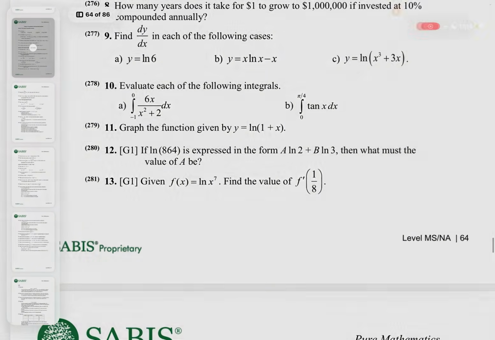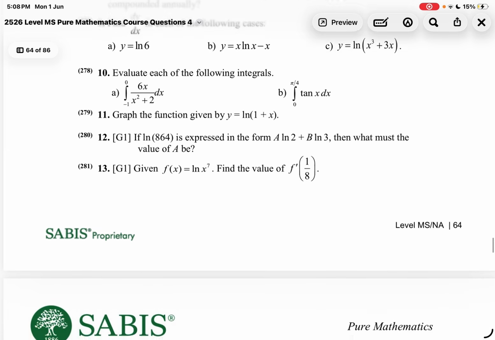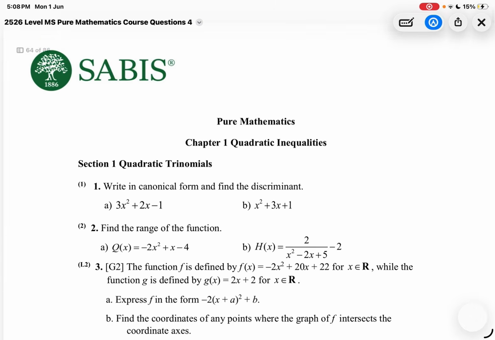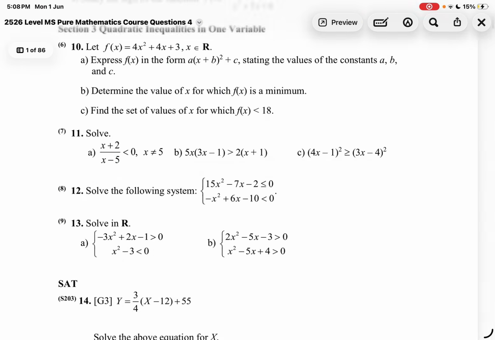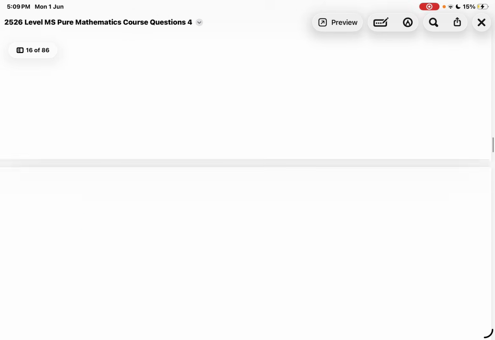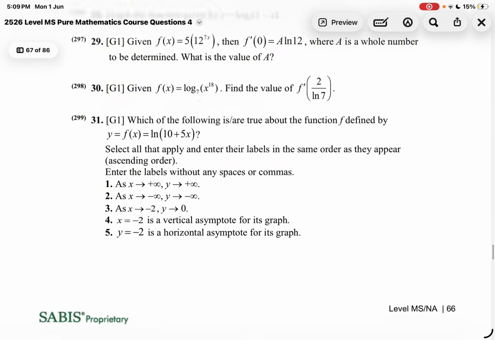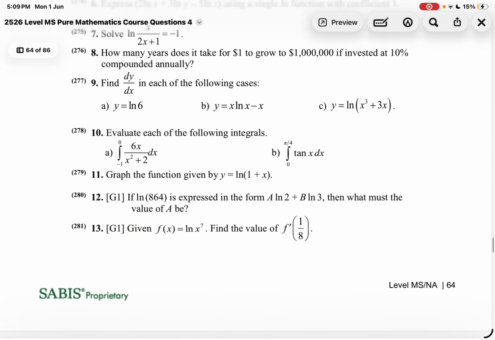Okay, so for the grids, I'm going to do them either way because they're very simple and there are only 3 questions. They're exactly the same as the AMS. So it's questions 12, 13, and 14.